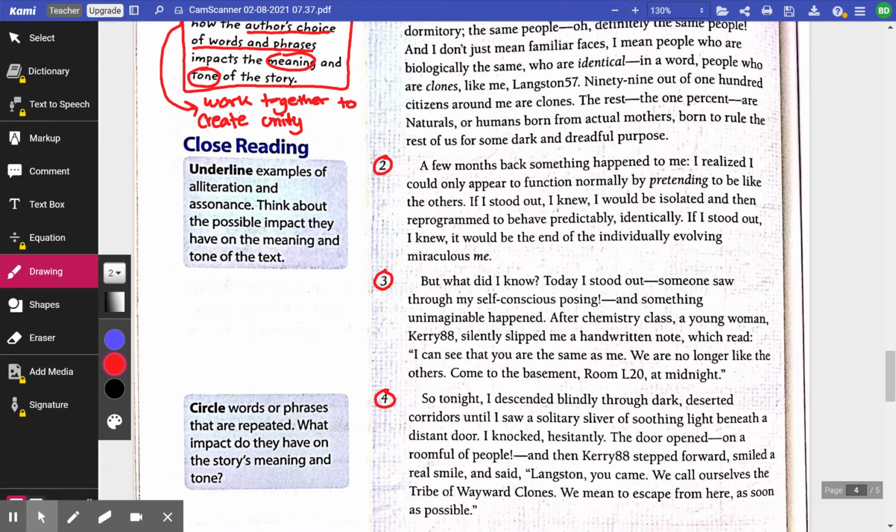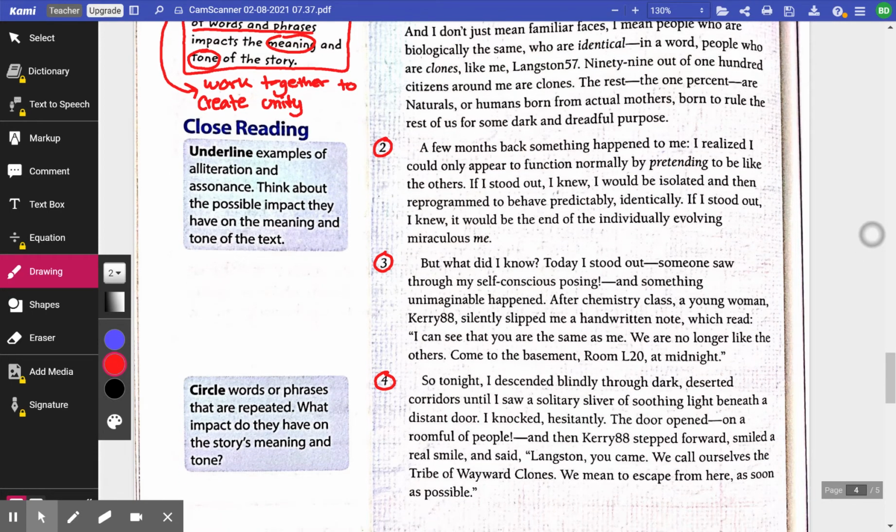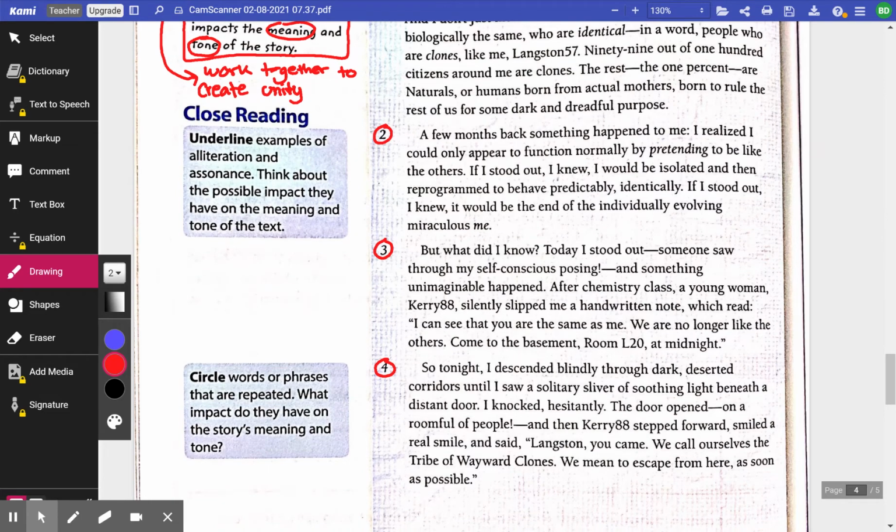Today I stood out. Someone saw me through my self-conscious posing, and something unimaginable happened. After chemistry class, a young woman, Carrie 88, silently slipped me a handwritten note which read, I can see that you are the same as me. We are no longer like the others. Come to the basement, room L20, at midnight.